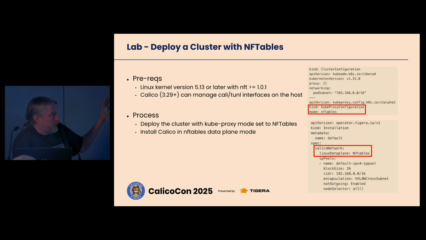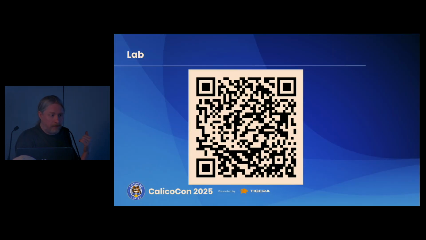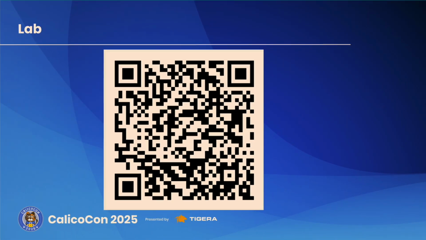I'm not going to have time to do the lab, but I'll have a QR code in a second. The idea is that if you want to deploy a cluster with nftables, you need to meet the requirements. So you need to have a kernel version, nft version, Calico 3.29 or above, Kubernetes 1.29 or maybe 1.31, I suppose, or above. And then you're just setting the Linux data plane modes to nftables on both. And that's it. This is a lab that goes through all of that, how nftables looks in the background, chains, tables, etc. Well worth checking out.